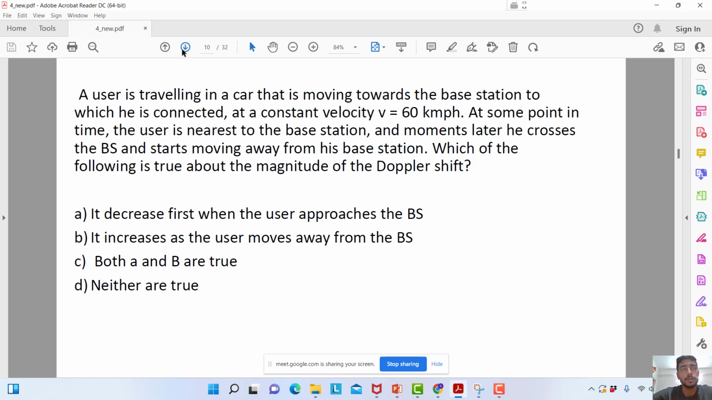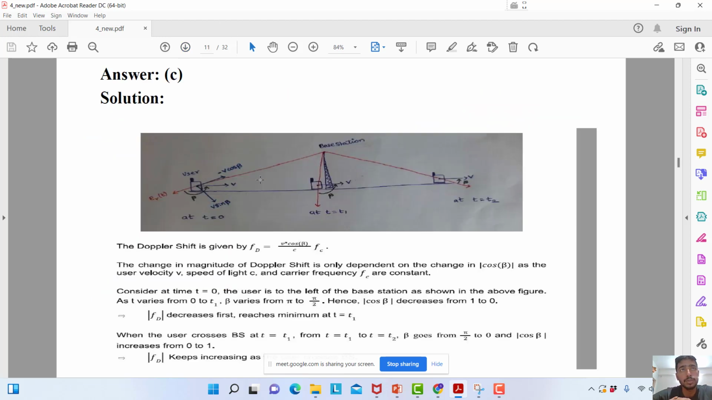So this is the explanation of this question. This is the base station, and this is the initial position of the user at t equal to 0. After a few moments, the user crosses the base station and goes far from the base station. This is the scenario. The user is going with a velocity v.